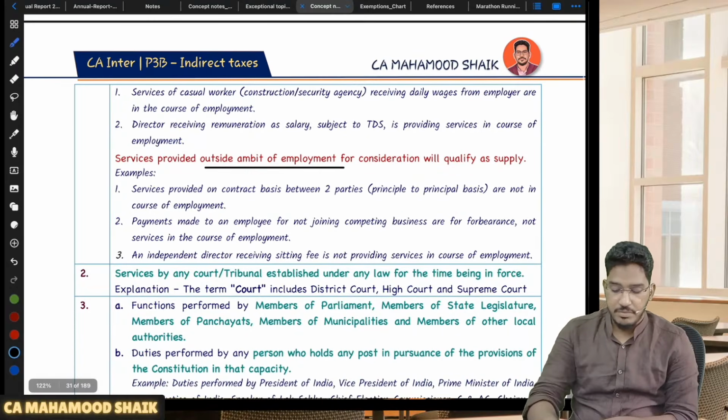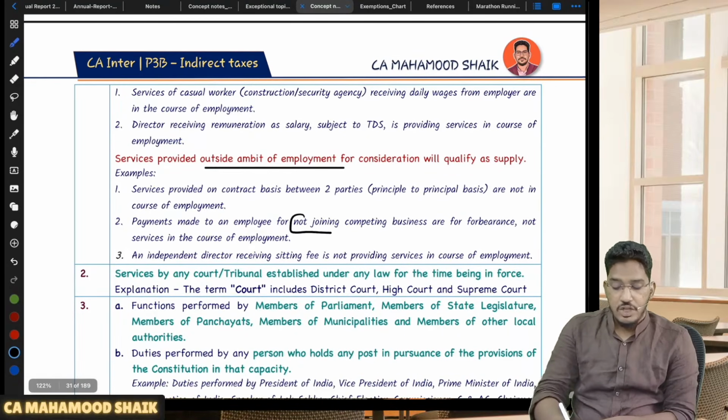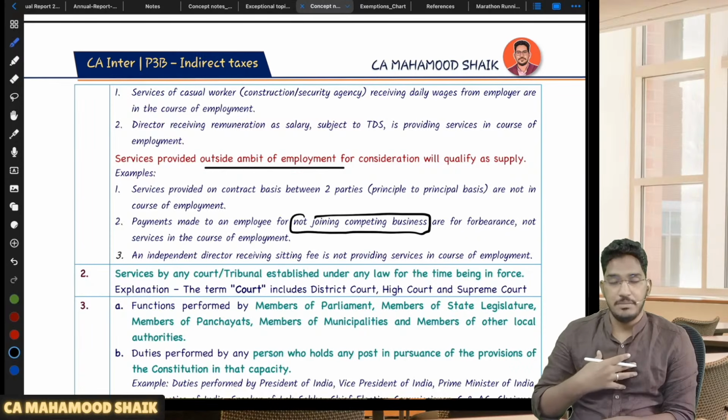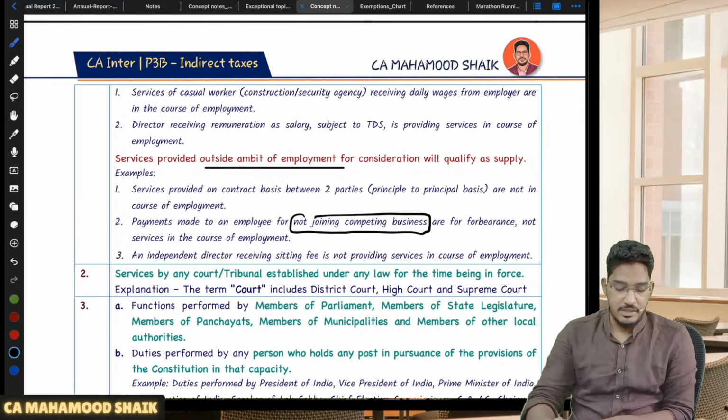One important point you have to remember here, from which they can ask a question: non-compete fees. Non-compete fees paid by employer to the employee, will it be supply? Yes. If the employee has agreed not to join the competing business for which the employer is paying him some amount, will that be supply, sir? Yes. Why? Because that service is outside the ambit of the employment. That will be qualified as supply.